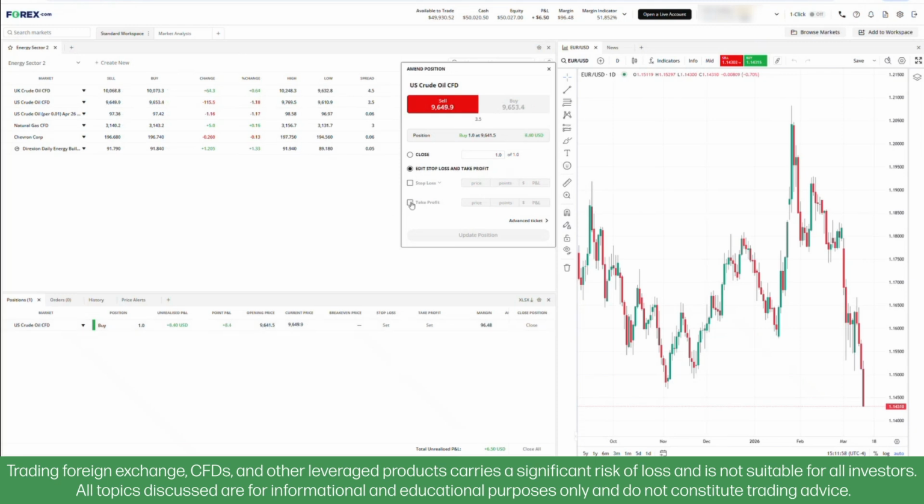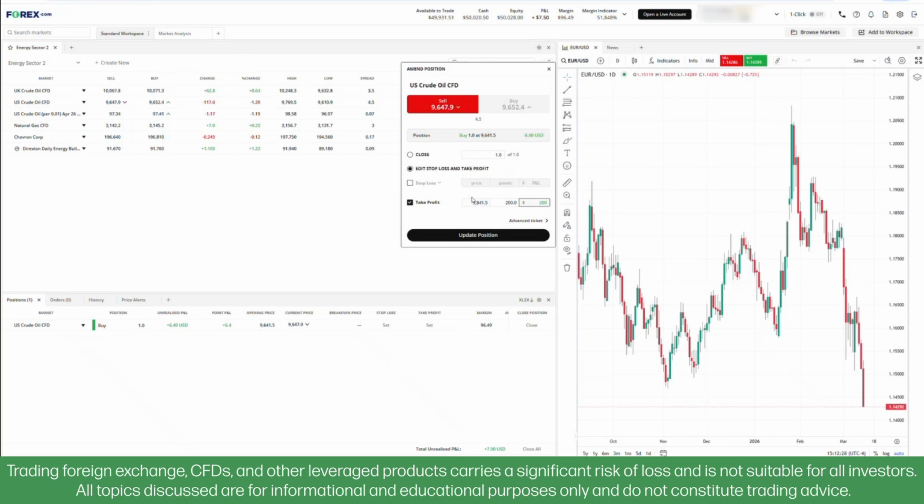I'm currently long one contract of US crude oil CFD at 9,641. I'd like to place a take profit order, and Forex.com allows you to place that order based on the price at which you'd like to exit, how many points you're looking to earn, or the actual trade P&L in a dollar amount. I'm looking to make $200 on this trade, so I'll type in 200 and it will give me the corresponding value at which that order would get executed.